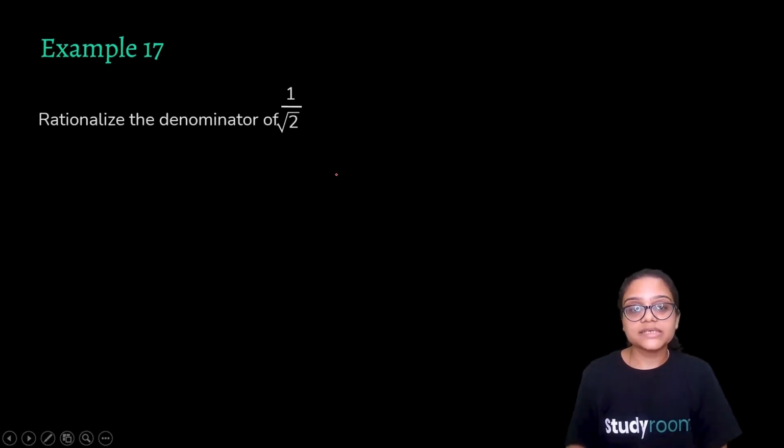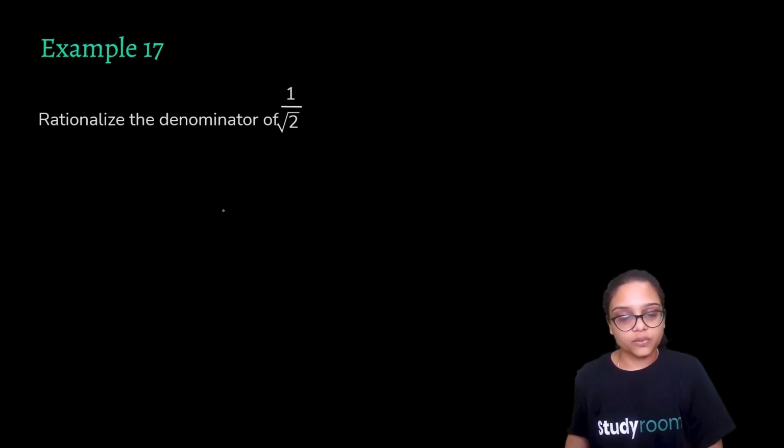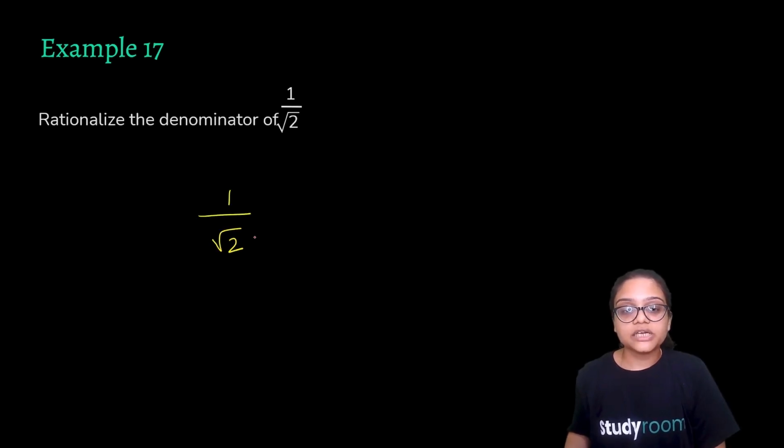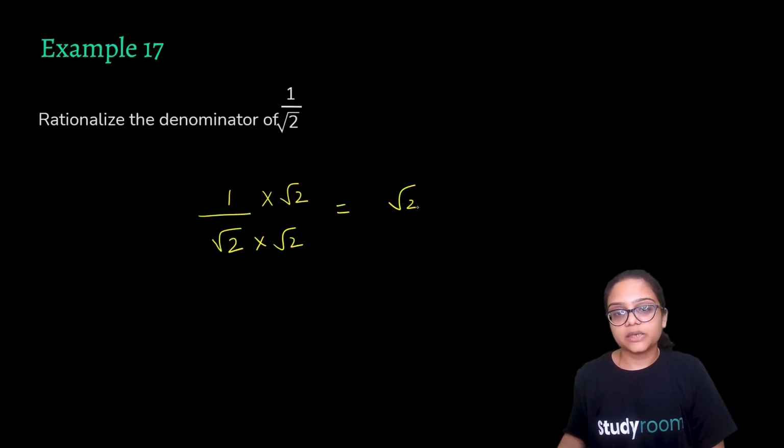Now, rationalize the denominator. This question is frequently asked. I'll tell you a simple way. Since the denominator is irrational, just multiply the same irrational number above and below. Have you learned the property of irrational numbers? If multiplied by the same number, it gives an equivalent result. So we have just multiplied. Root 2 times root 2 is 2. Hence we have rationalized the denominator.